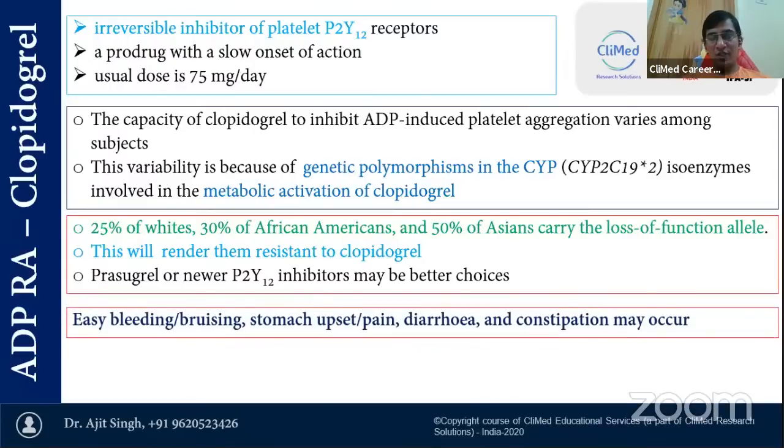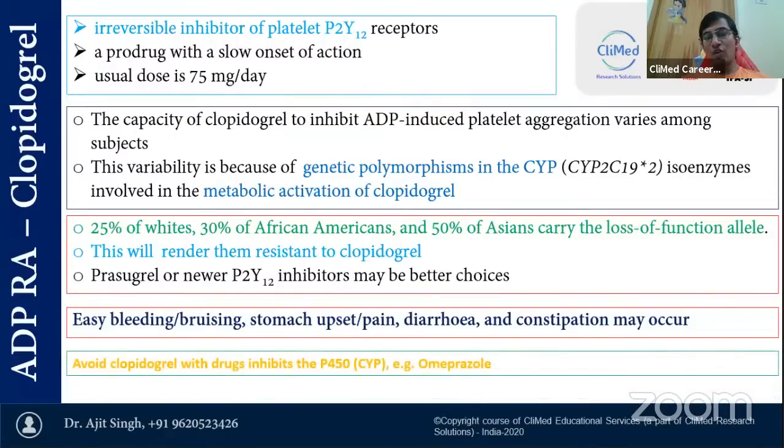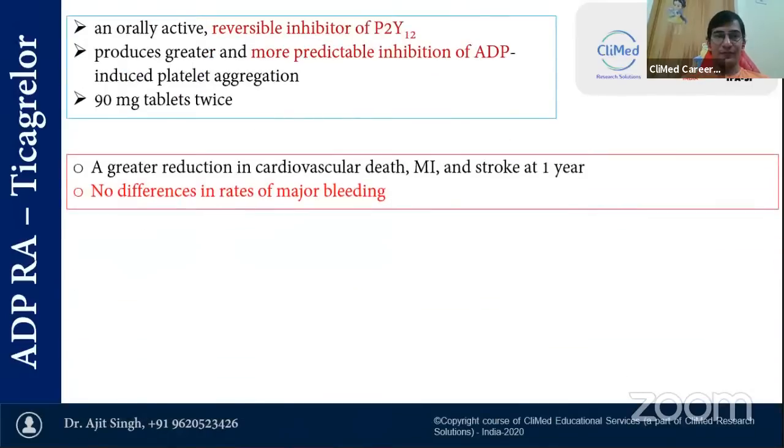But what are the side effects? For example, bleeding or bruising, stomach upset, diarrhea, and constipation may occur with clopidogrel. Okay, so we should avoid clopidogrel with omeprazole. The drugs which inhibit cytochrome P450, we should avoid clopidogrel with those drugs, such as omeprazole. In that case we can prefer pantoprazole, esomeprazole, and other drugs, but we should not give omeprazole. Let's go to ticagrelor.